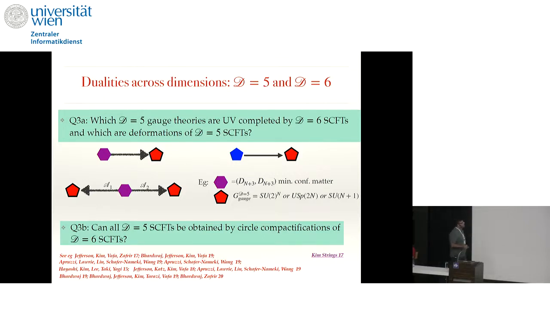For example, which 5-dimensional gauge theories are UV completed by 6-dimensional SCFTs, and which are deformations of 5-dimensional SCFTs? So here is a deformation of a 5D SCFT, here is a compactification of a 6D SCFT. And in fact, starting from the same 6D SCFT and performing different deformations, we sometimes can arrive at different 5-dimensional gauge theories. And finally, another question one can phrase is whether all 5-dimensional CFTs can be obtained by circle compactifications of 6-dimensional CFTs with various parameters turned on upon compactification. And here is just a very small snapshot of the literature on this subject. These types of questions have been very vigorously investigated in recent years.